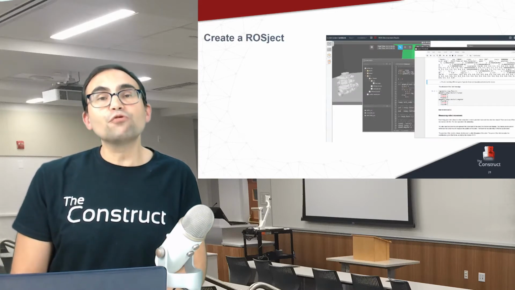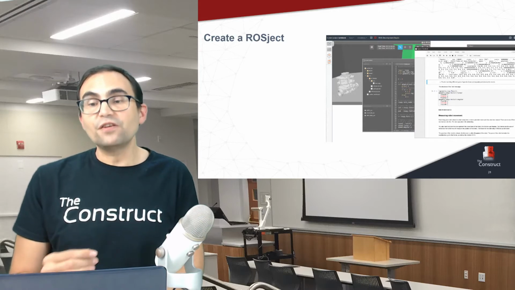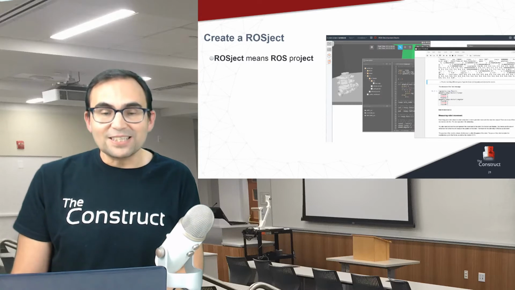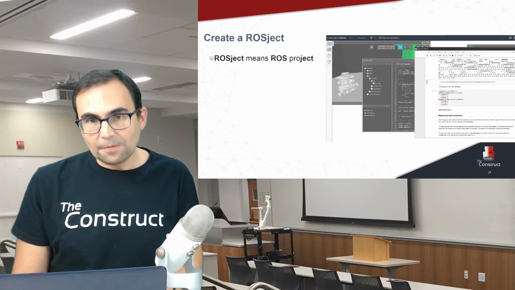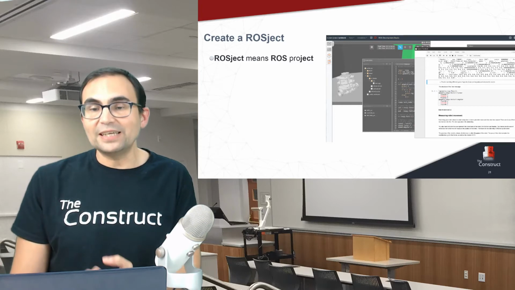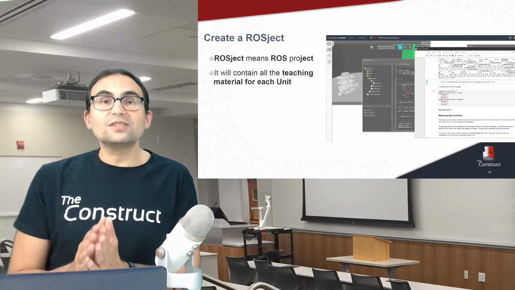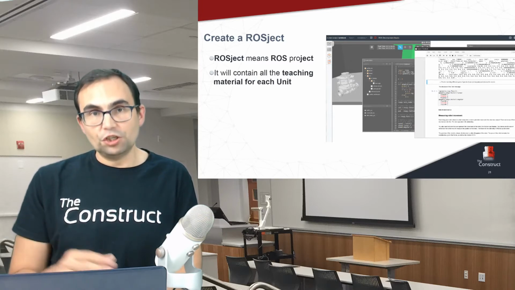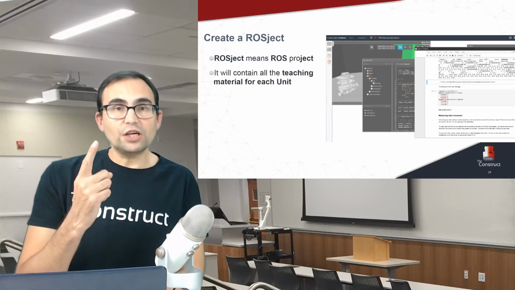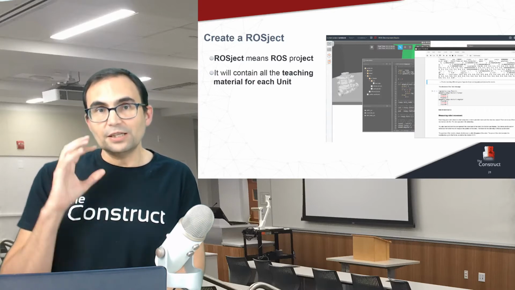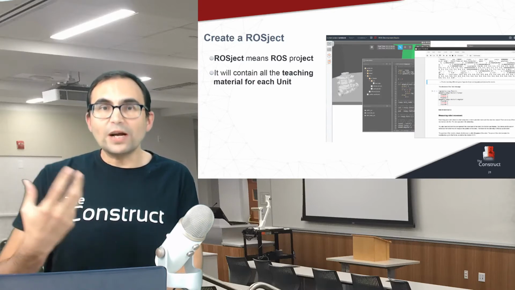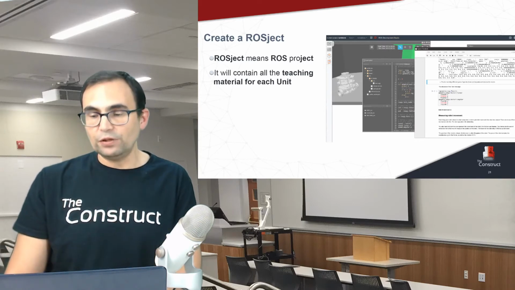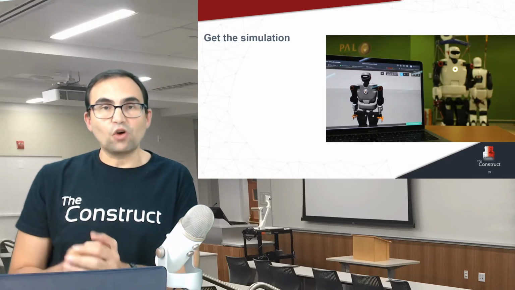We are going to create a ROSject in the ROS Development Studio. So what is a ROSject? Well, it's what we call a ROS project, and it contains all the teaching material that is required for the unit that you are going to teach. So you should create a ROSject per each unit. Different ROSjects. And what are we going to put into this ROSject? What content material are we going to put into the ROSject for each unit?